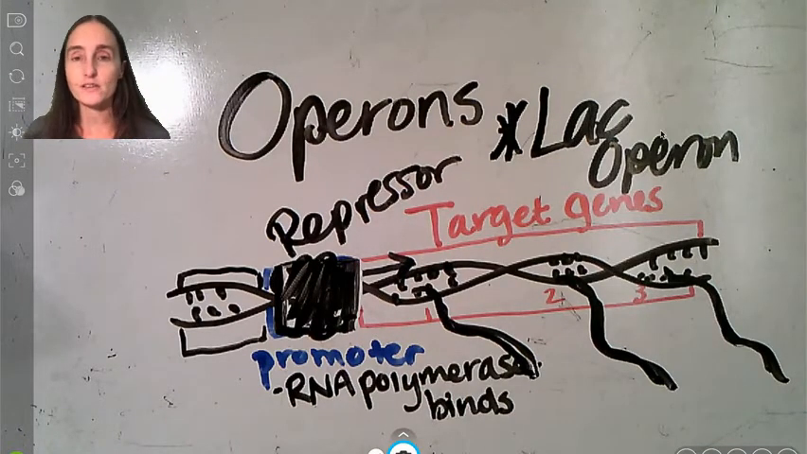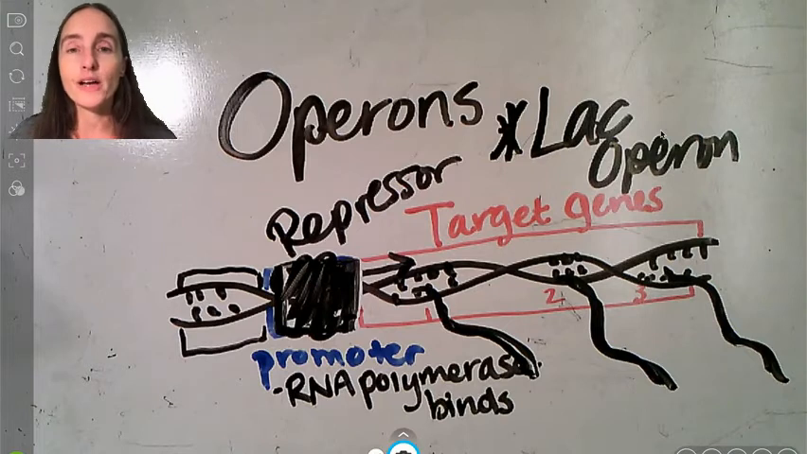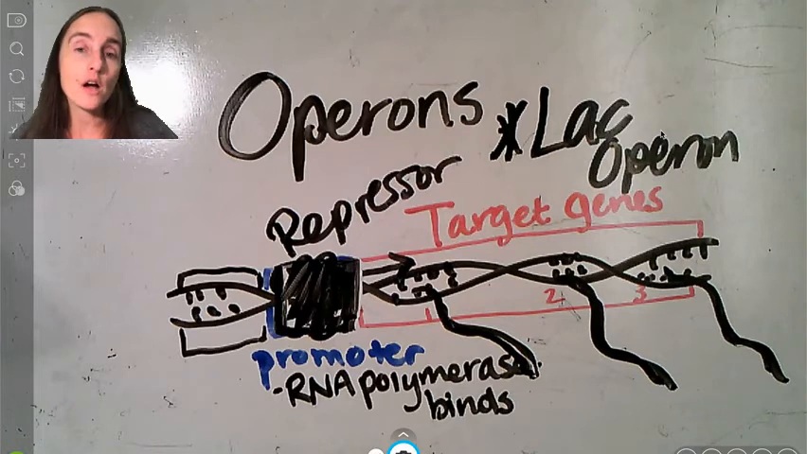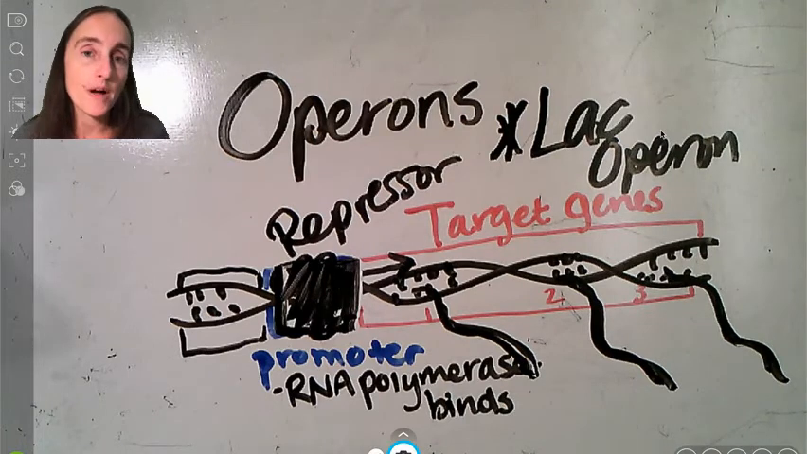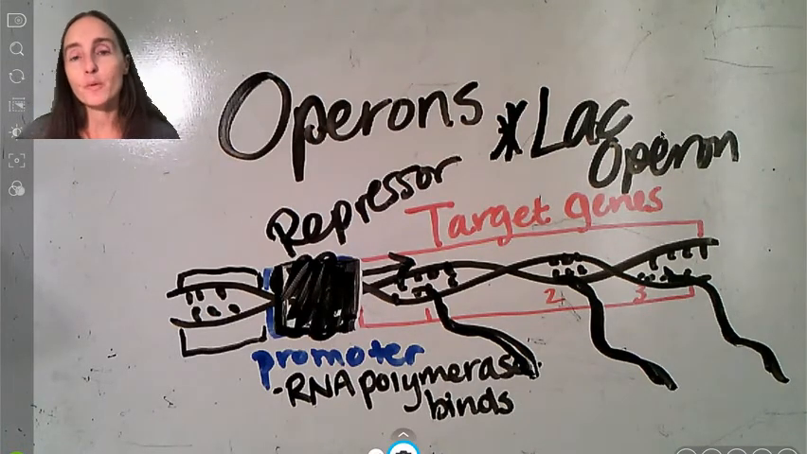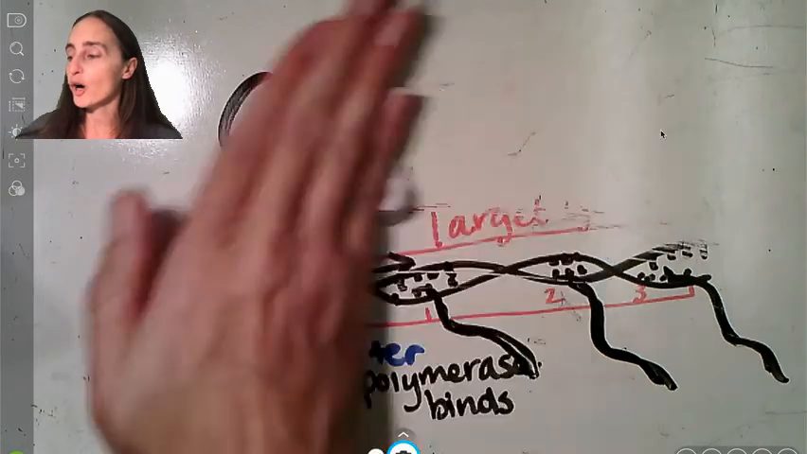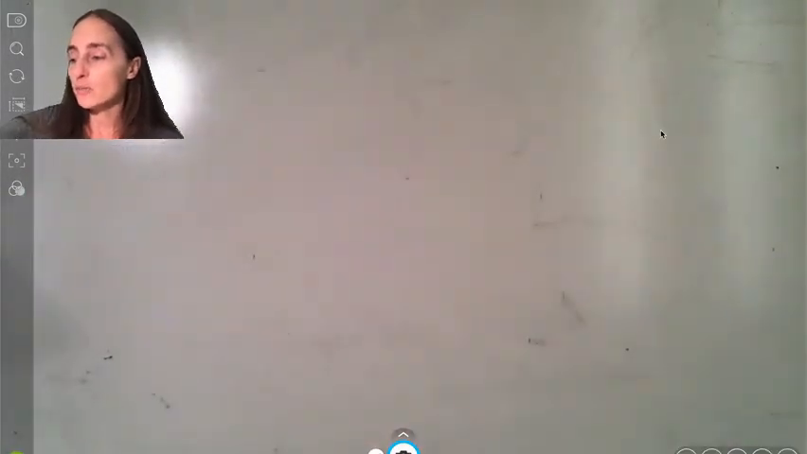So lactose has a little binding thing that would bind to the repressor, which is also a protein. So it would bind to the protein like you saw in class with the enzyme and the substrate bind. It's like that. It would bind to the protein that is the repressor, and then the RNA polymerase would be able to code for the correct gene to be produced.